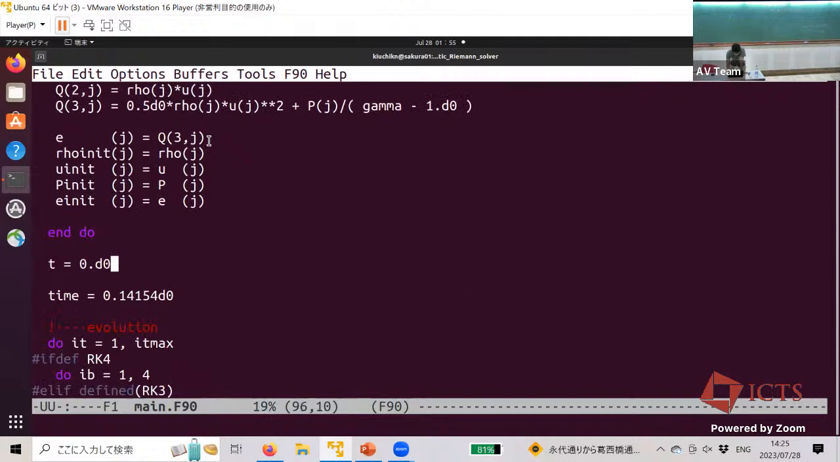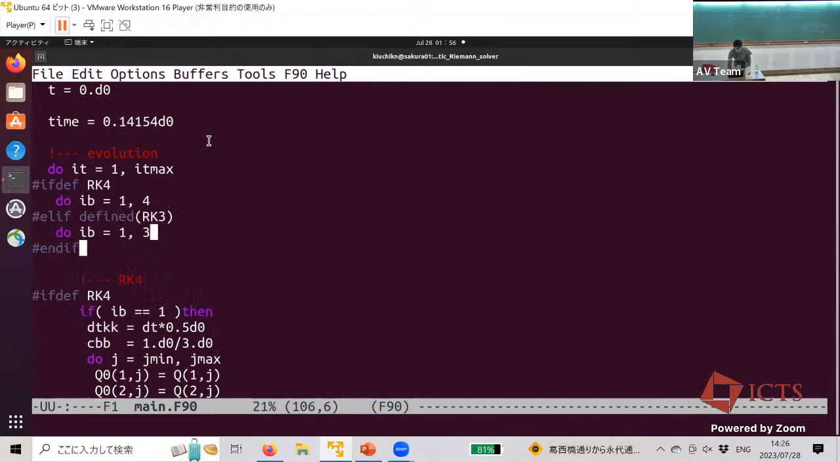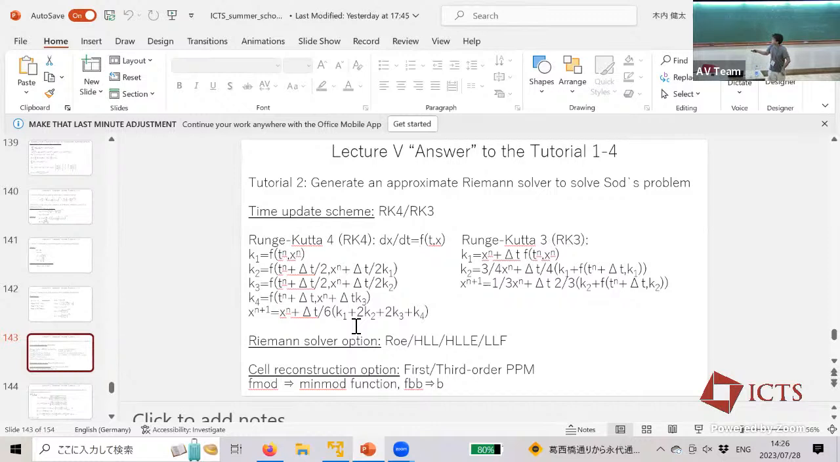Then you specify the time at which you want to make a profile for the shock tube problem. In this particular problem, the time is 0.4154. And then let's start the evolution. If you specify RK4, Runge-Kutta 4, you need to do 4 iterations during 1 step. You may not be familiar with Runge-Kutta 4, but in Runge-Kutta 4, if we want to solve this ODE, first start from the slice n in terms of t, and you calculate k1 by plugging in xn and tn.